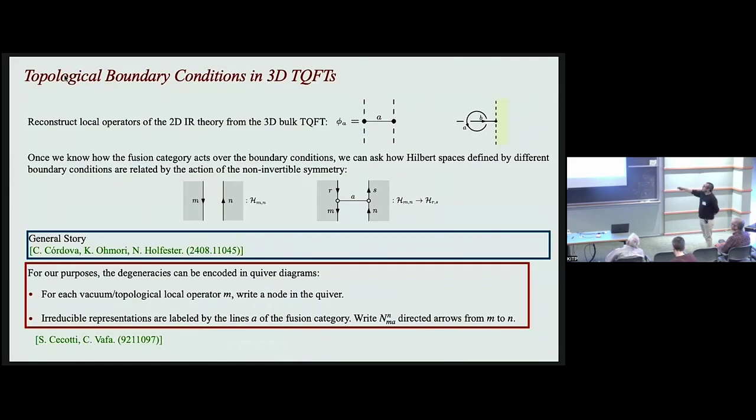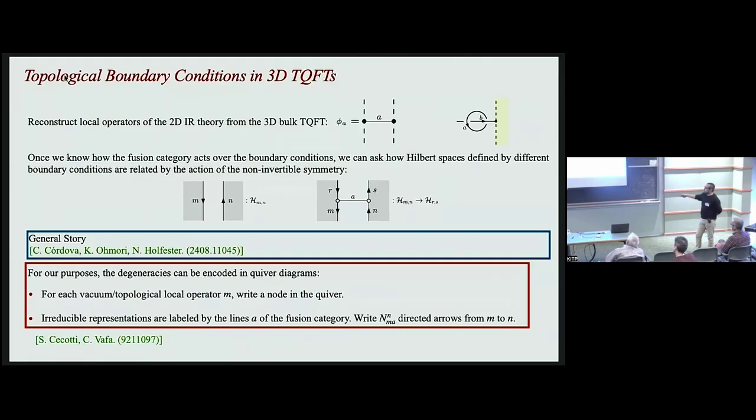And once we know the boundary condition, we can ask how Hilbert spaces defined by different boundary conditions are related by the action of the non-invertible symmetries explained before. But now it will depend, of course, on the specific fusion ring, on the specific vacuum that we find, and so on and so forth. So there is a very general story that was written by Clay, Cantaro, and Nick in this paper from a few months ago. So we will not need the general story here. Actually, for our purpose, it's going to be much easier.